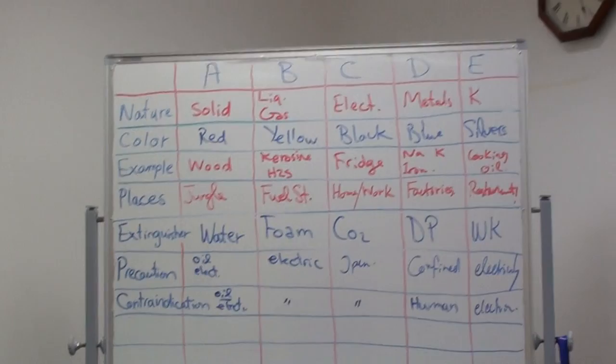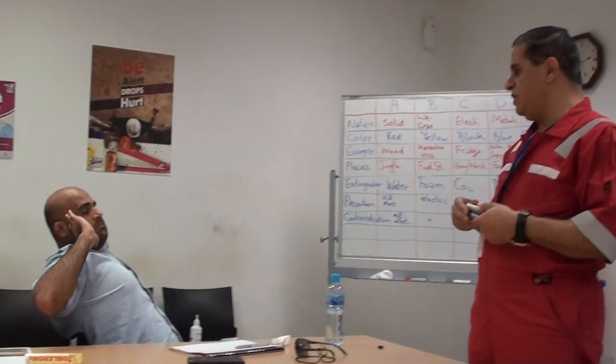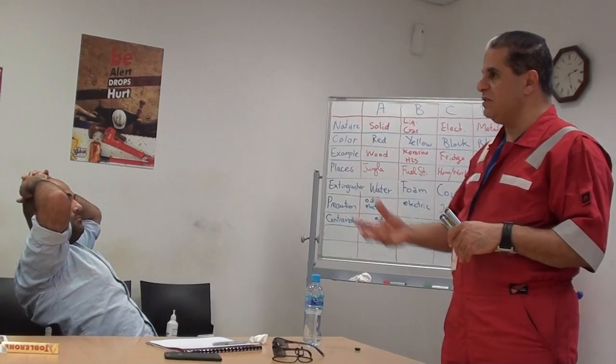So these are the precautions, the indications, and the contraindications, and the color codes, and the examples of the fire classes. I hope that this summary is very helpful for you. We need to teach everybody. We need to make our knowledge very easily digestible for the others.